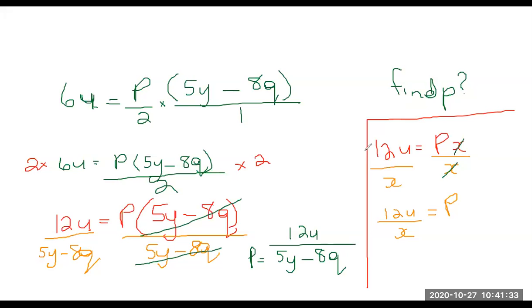That's just a good quick introduction to how we solve these literal equations. Basically just finding a variable whenever it's asked for. So I could have asked you for p, I could have asked you for u, I could have asked you for y, I could have asked you for q, whatever it is. All right. If you have any questions, let me know.